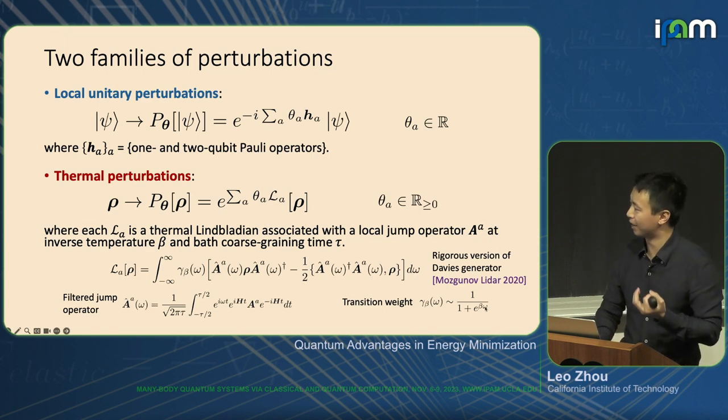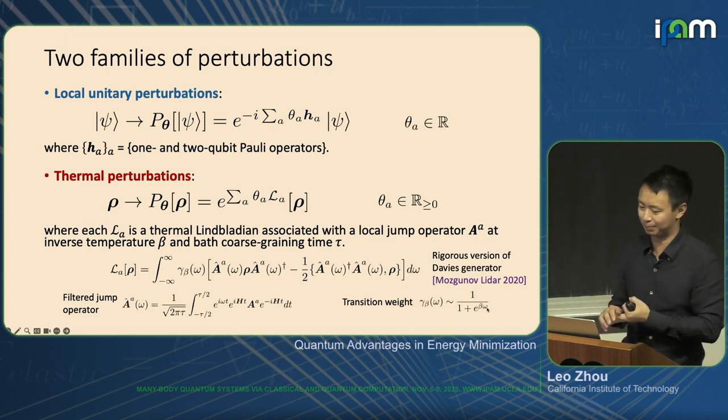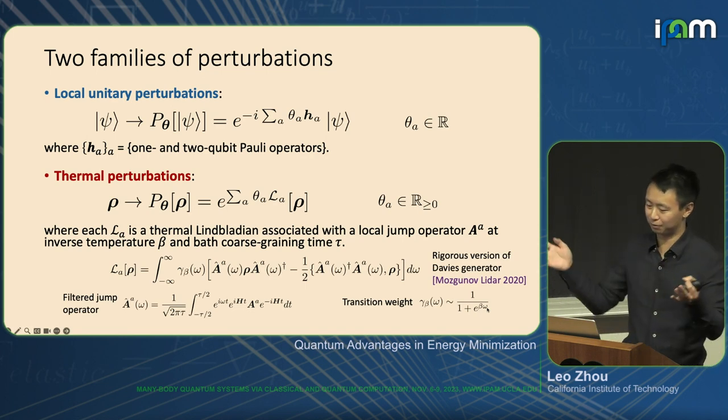When the energy change omega is positive, this is exponentially suppressed. But when it's negative, it's basically 1.